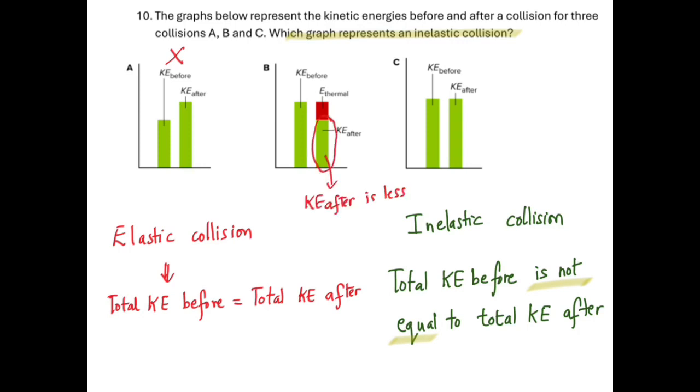Then in the second graph, that is graph B, you can see that kinetic energy after is less than kinetic energy before, and in graph C, kinetic energy after and before are equal to each other. That means B is inelastic collision. So the graph which represents inelastic collision is B, and obviously C, where kinetic energy before is equal to kinetic energy after, should be the graph for elastic collision.